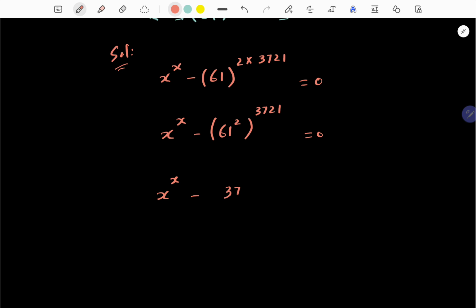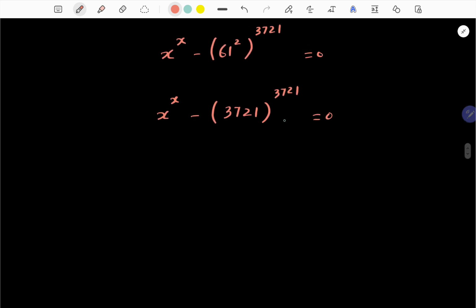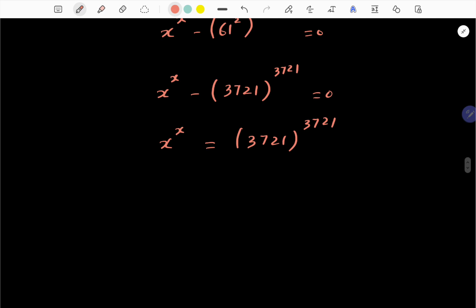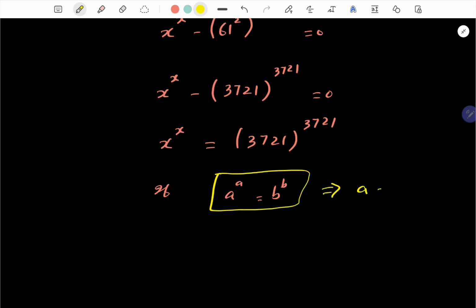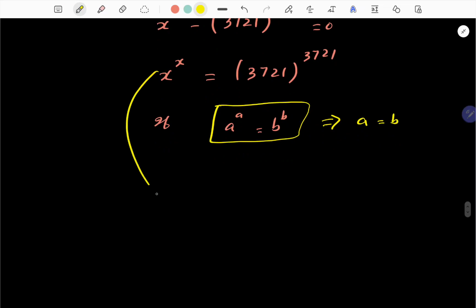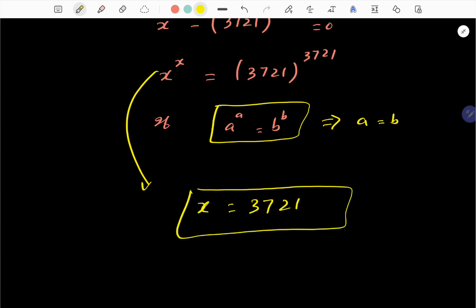3721. So we can write it as 3721 power 3721 is equal to 0. Taking on the right this constant term, so x power x is equal to 3721 power 3721. Since base and exponent are same, if we have the formula, if a power a is equal to b power b, then this implies that a is equal to b. So from here we can write x is equal to 3721, which is the required answer.